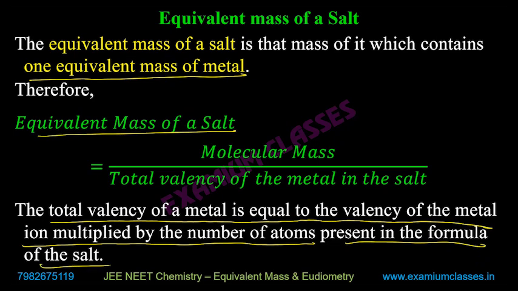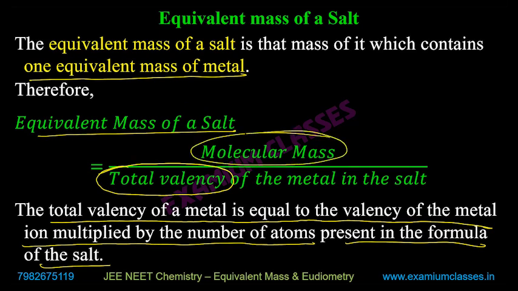I'll show you a chart just to understand what I'm talking about. In the formula, one point is very important which you need to remember. It is total valency, and I'm going to explain what it is. Equivalent mass of a salt is molecular mass, so the numerator is the same, divided by the total valency of the metal in the salt.